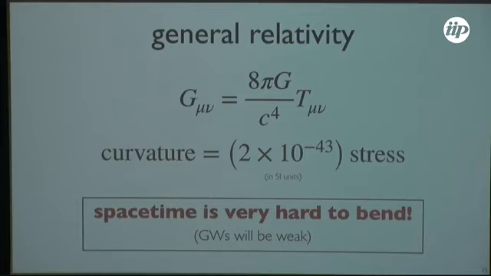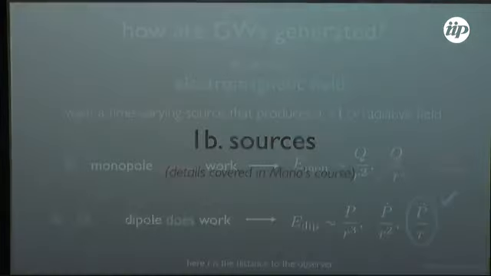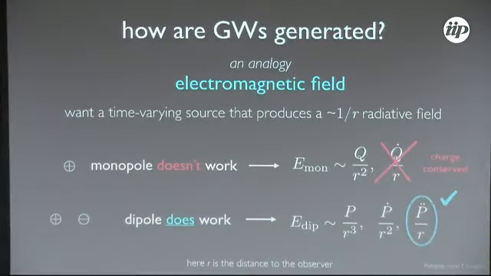Again, you'll get more details and a more rigorous treatment with Mario. But just to start with an analogy with the electromagnetic case. What we want, to have a wave, is a time-varying source that produces a field that falls as 1 over r, right? That's what we define to be the radiative part of a field.